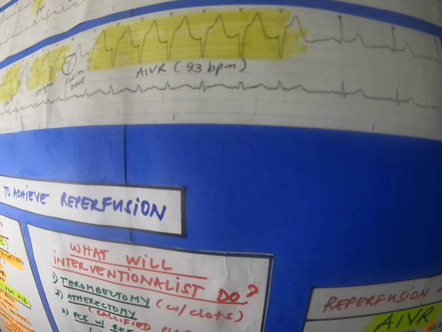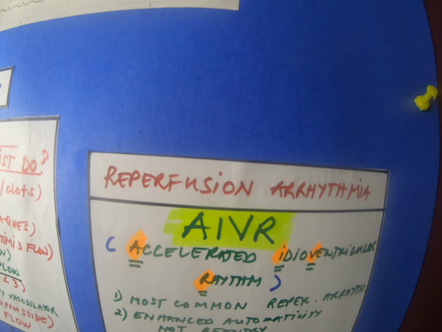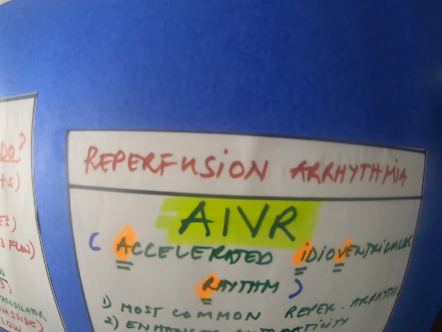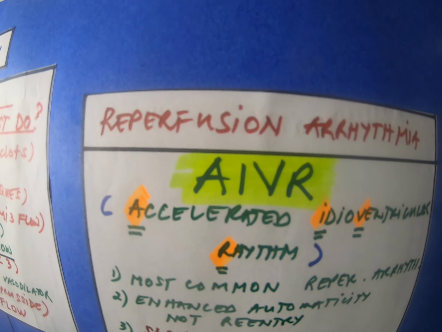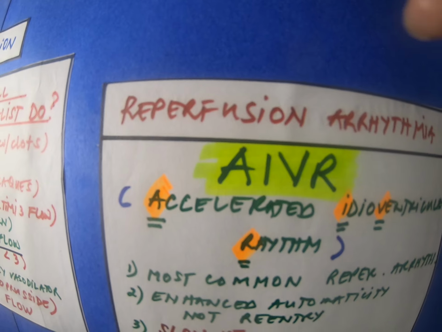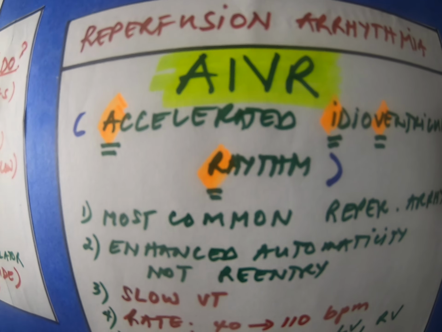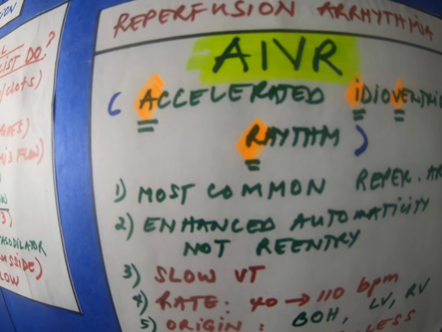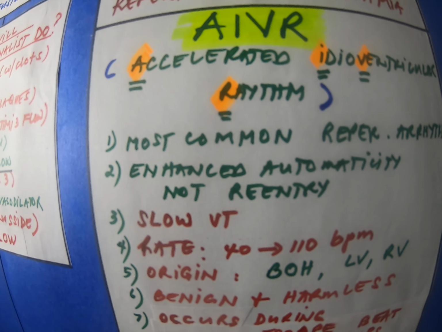Okay, so reperfusion arrhythmia. What is the most common reperfusion arrhythmia in STEMI after PCI insertion, when there is a successful reperfusion? We have here AIVR. AIVR stands for accelerated idioventricular rhythm, and it is the most common. It is caused by enhanced automaticity, not re-entry. It is also called slow VTAC.